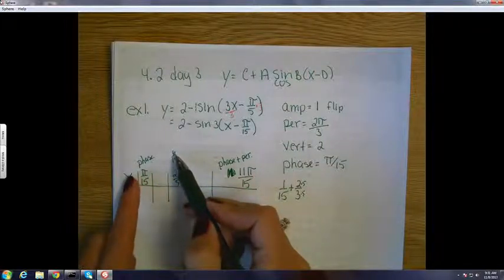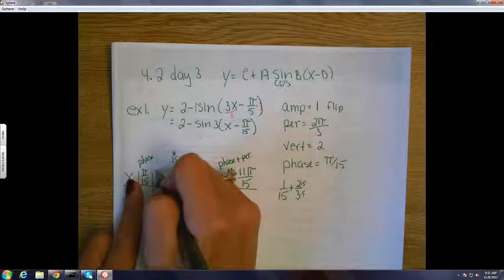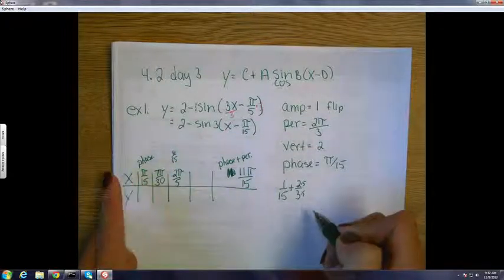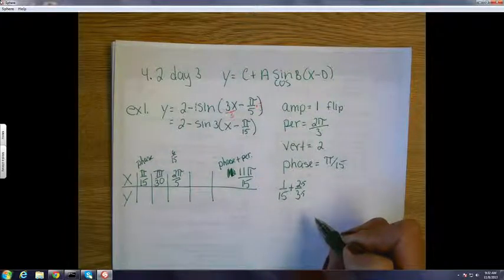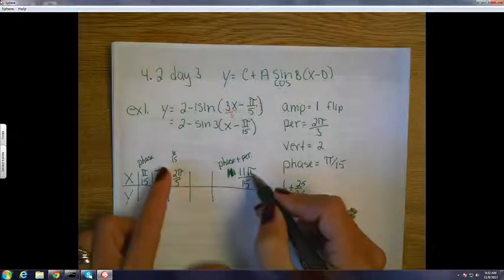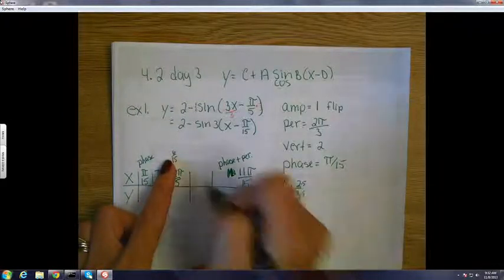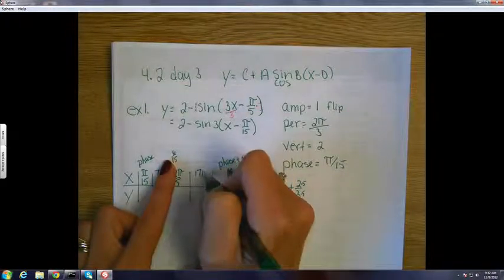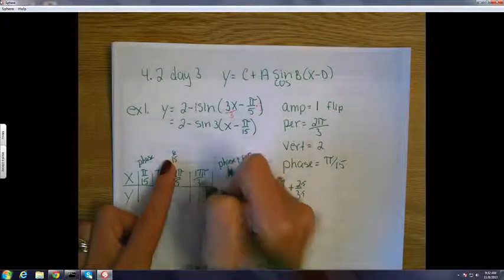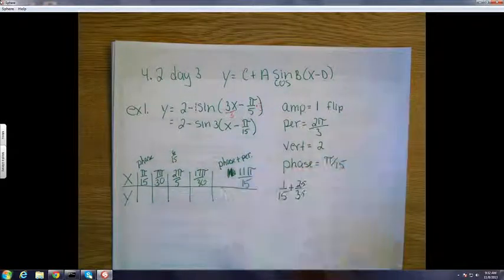6/15 plus 1/15 is 7/15. Half of that is 7/30. Times by a half. And then over here, 6 and 11 is 17/15. Half of that is 17/30. Okay.